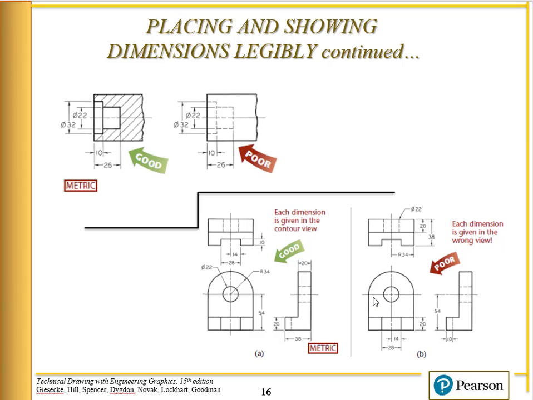So over here in this poor dimensioning, this 22 millimeter hole is pointed to in a phantom view. It's just not good. It's poor dimensioning. And like this R34, that's poor. So here it's much clearer if we're pointing to the hole, in the view where we can see the hole is and it's round. Okay, contour view. That's very important.